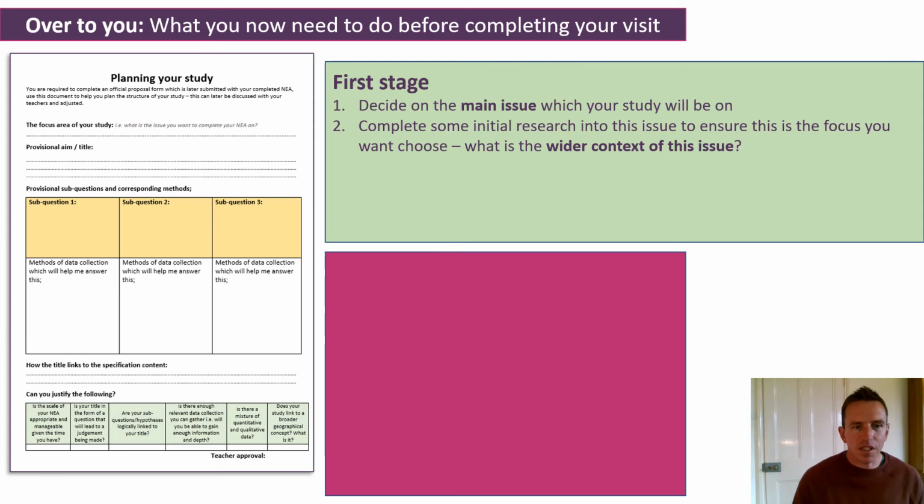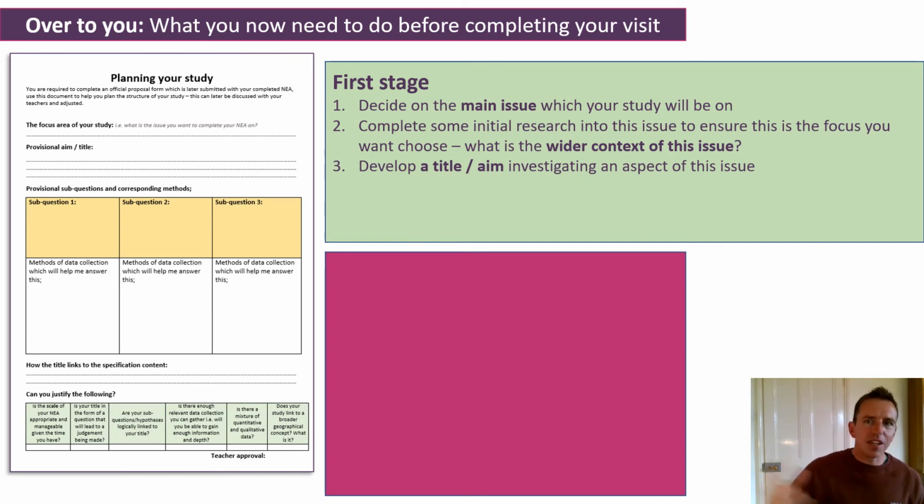So, for instance, if you're doing a study on second homes or gentrification, maybe look into that issue and how that's affected other parts of the country already. Places like Devon and Cornwall are particularly influenced by second home ownership. So you can gain a little bit more understanding about that issue before, thirdly, you then develop and choose your title or your aim, because your title or your aim may well come from the research that you've done into your issue and that greater understanding that you've developed.